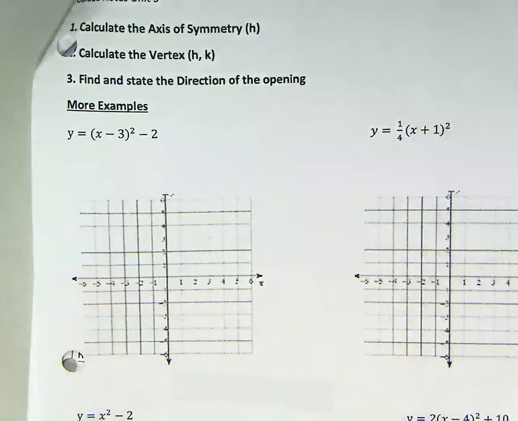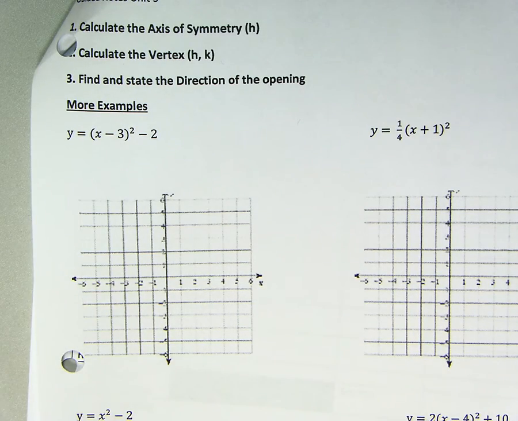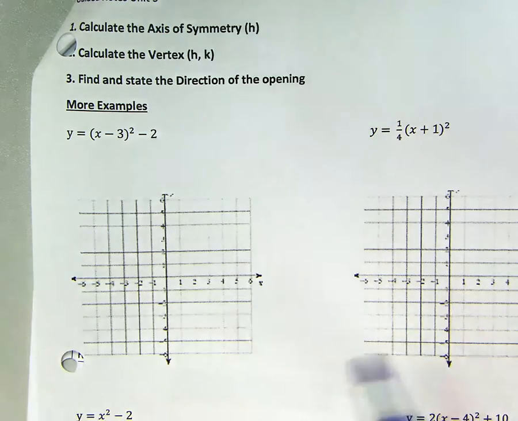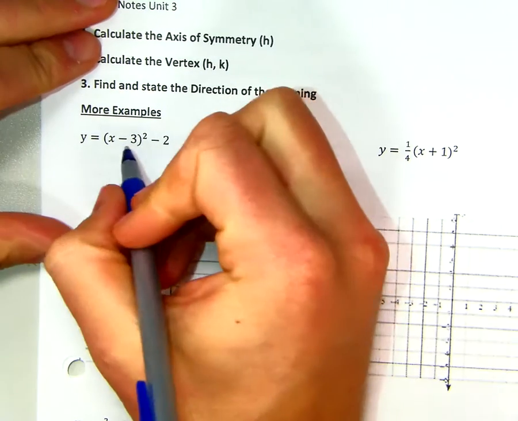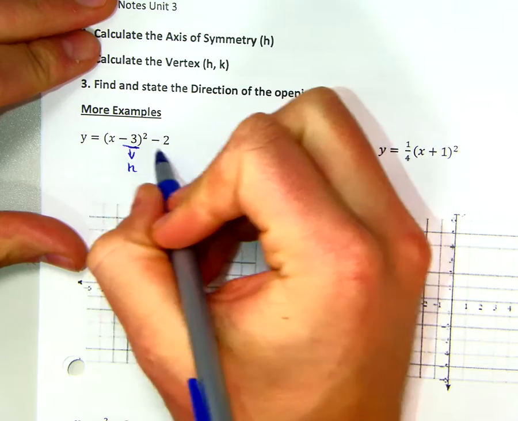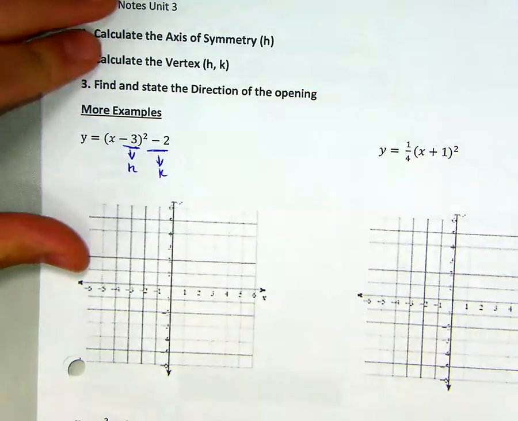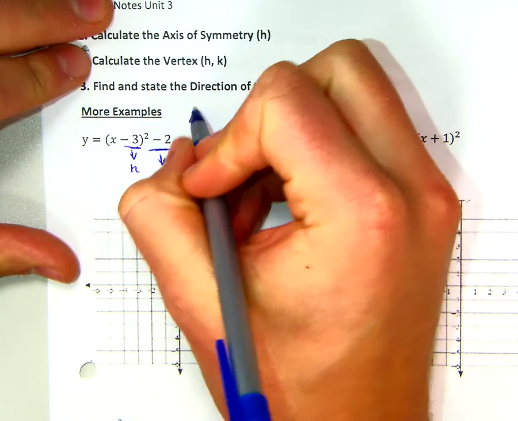What if I give you something that's already in vertex form and I'm saying, hey, what's the axis of symmetry? What is the vertex? And how is it opening, up or down? And this is what you kind of want because it's a little bit easier. Because remember, our h is here. Our k is here.